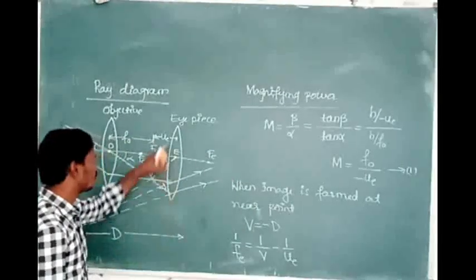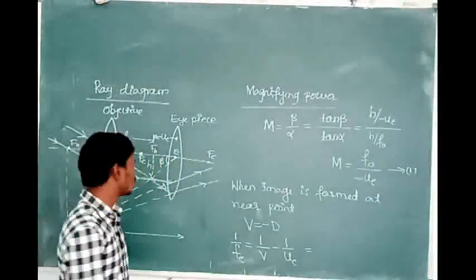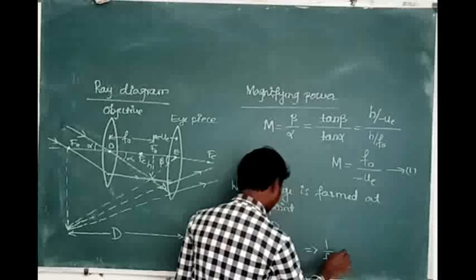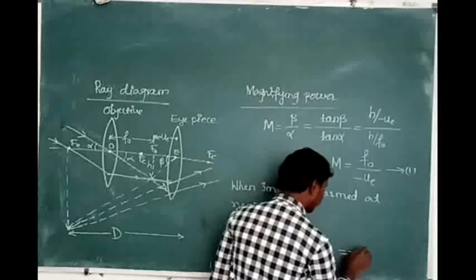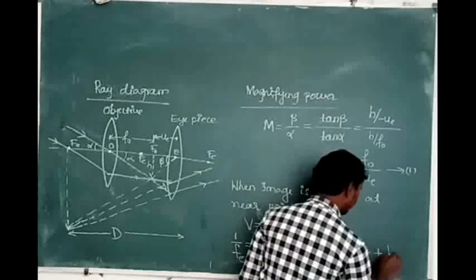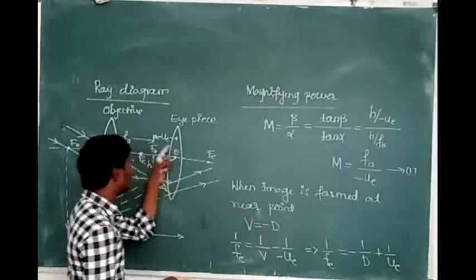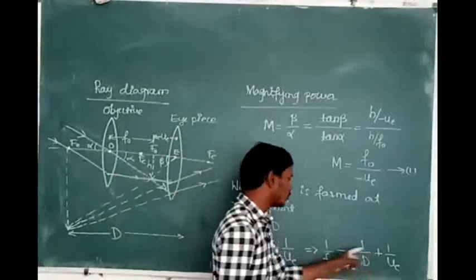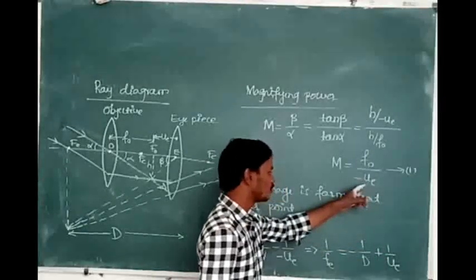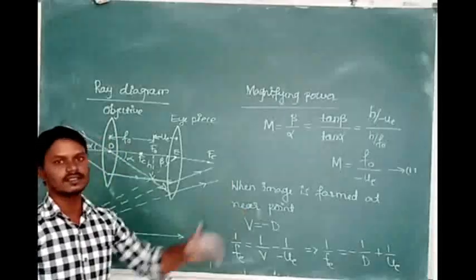We are going to apply the lens formula to the eyepiece. Then the focal length of the eyepiece can be taken as positive only, because a convex lens has a positive focal length. Then it can be written as 1 by fp is equal to 1 by v, that is minus of 1 by d. Then here the object distance can be taken as minus uv, so that is plus of 1 by uv. Because here the object distance is on the left side now, that is why we take minus uv. Minus by minus is a plus now, that is minus of 1 by d plus 1 by uv. Then we are going to substitute 1 by uv in equation 1. Then what about 1 by uv here? 1 by uv is nothing but 1 by fp plus 1 by d.